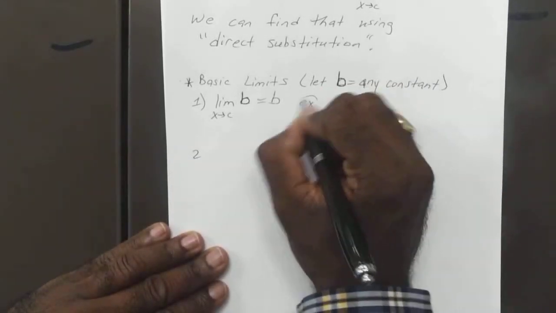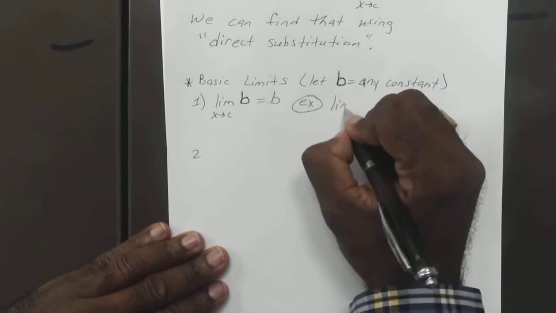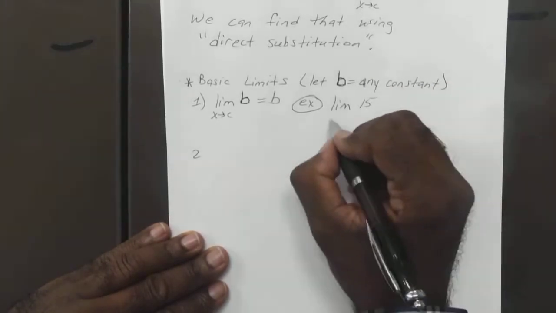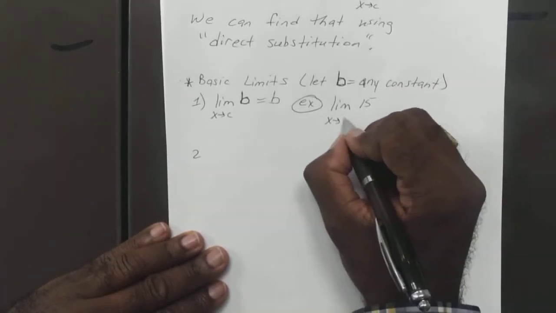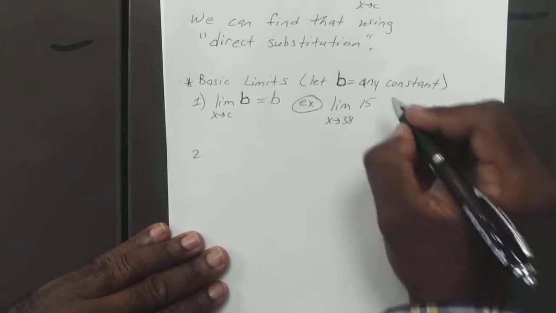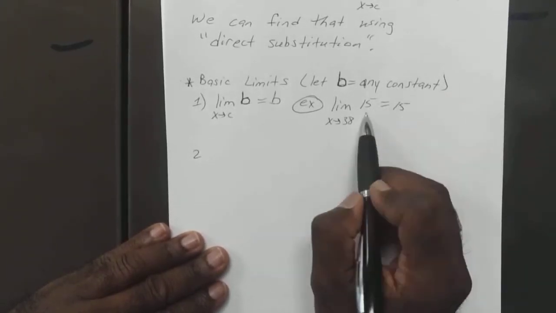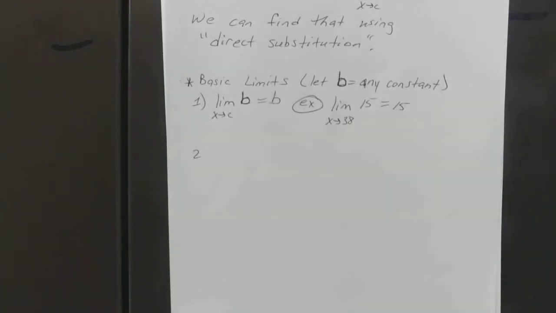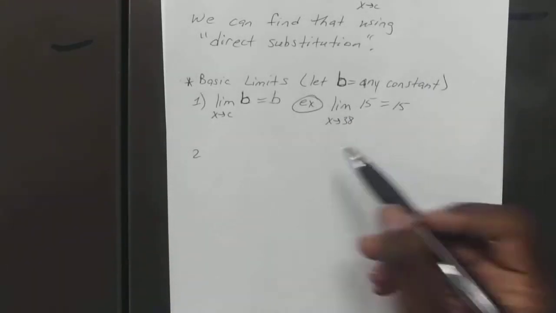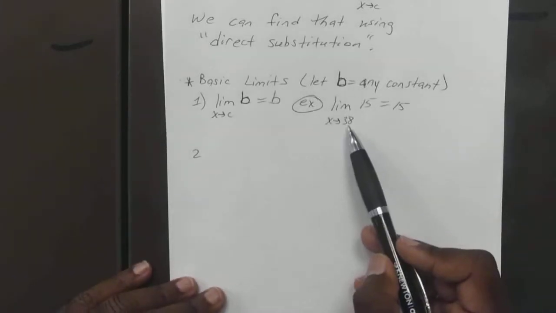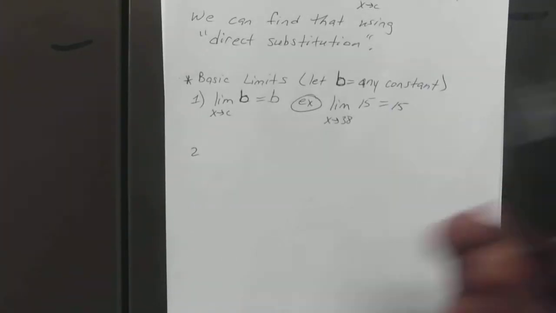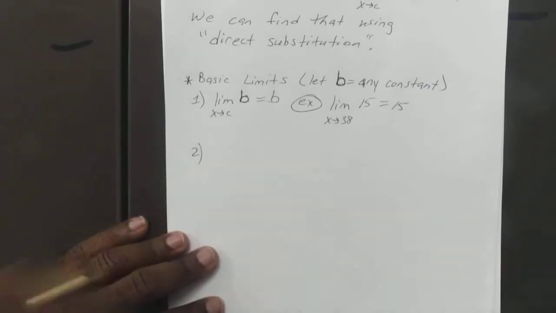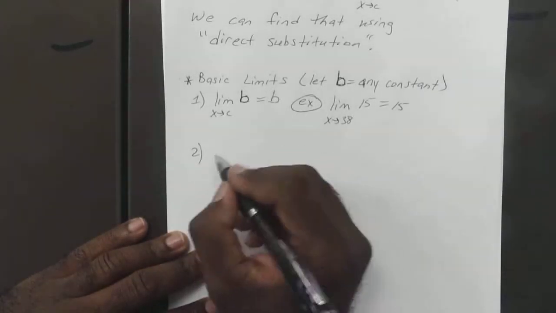Okay, let's do a quick example here. The limit of 15 as x approaches 38 would still be 15. Whatever that constant is here, that's going to be your limit. It could be x approaches 12, it will still be 15. As x approaches 0, it's still going to be 15.